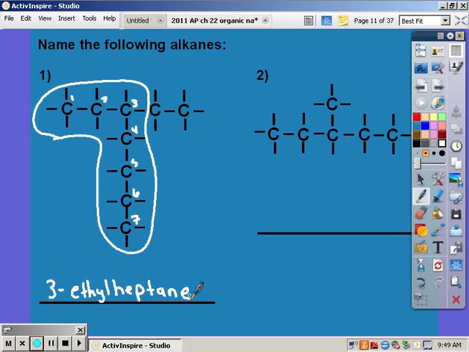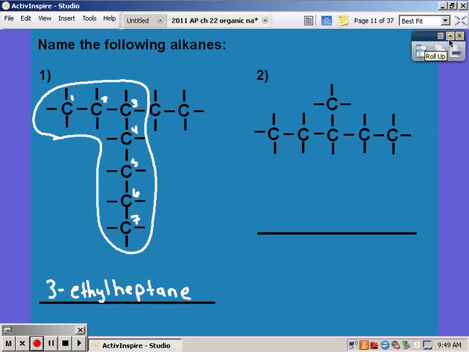Looking at this second one, we need to figure out our longest chain. So pause the video and figure that out and restart when you've got your longest chain. You should have gotten 5 as your longest chain. On carbon 3, we have 1 carbon coming off, which is methyl. And 5 is pent, so 3-methylpentane.